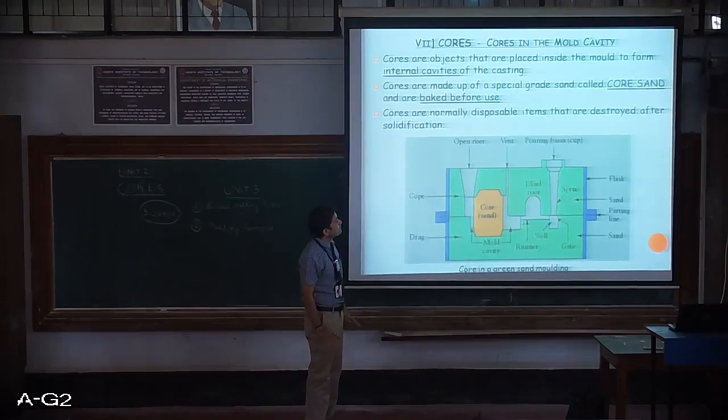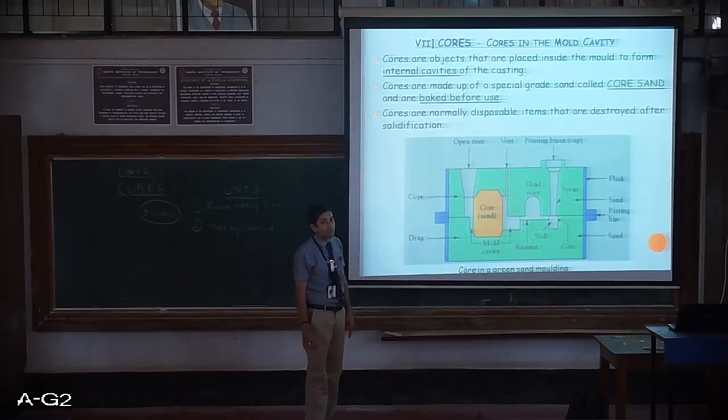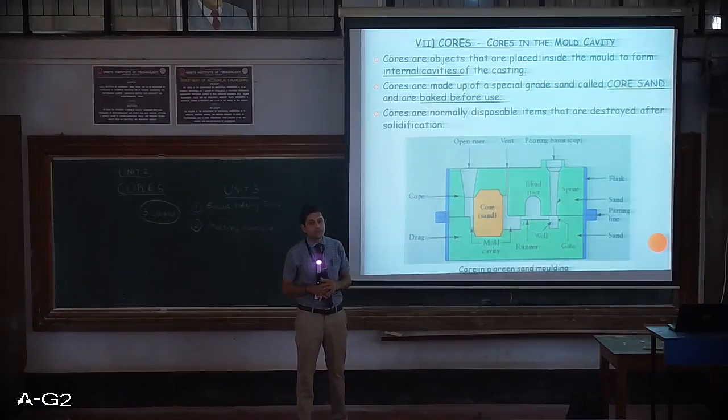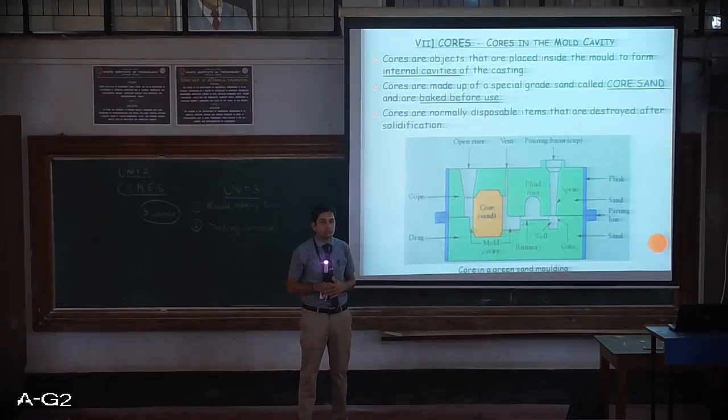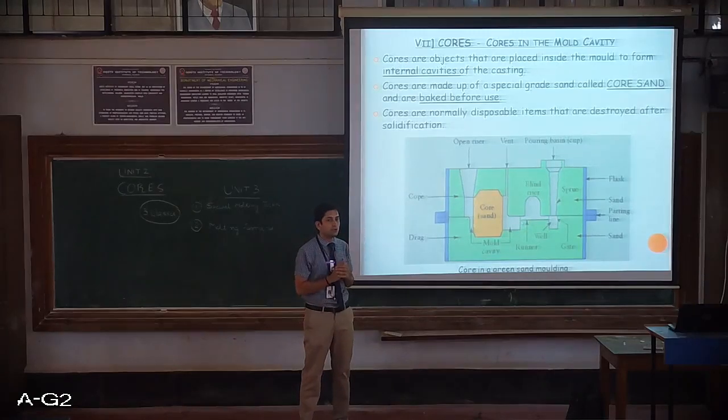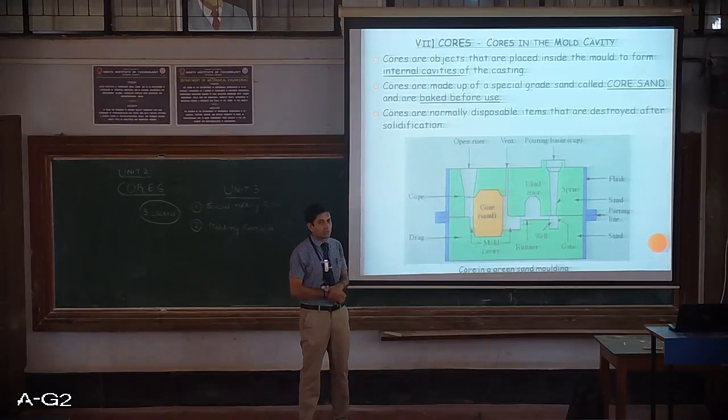And cores are normally disposable items that are destroyed after solidification. So once you do the casting process and create a hollow casting, the cores will be destroyed inside, or sometimes broken and removed, and you get the hollow casting. So that is the meaning of that. It is basically a disposable item which is used during the casting process.